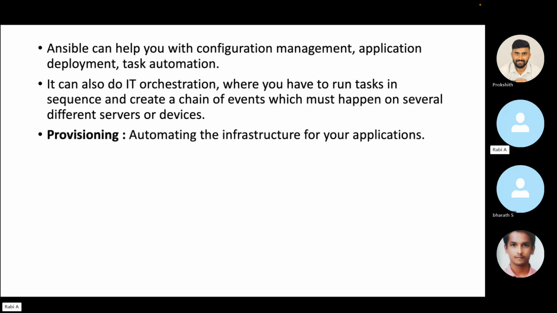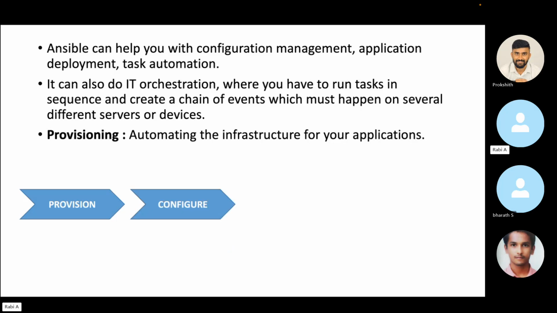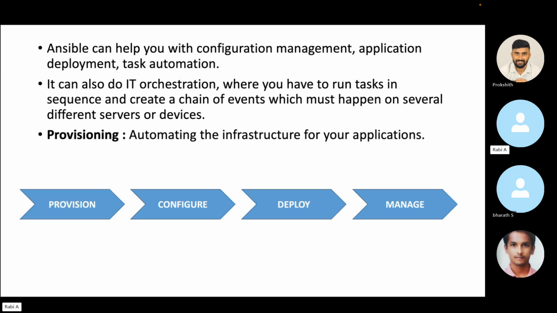Provisioning, so automating the infrastructure for applications. Like I said in the beginning, if you want to set up infrastructure on AWS, we can make use of Ansible for that. We can use it to configure your servers. We can use it to deploy your applications. We can use it to manage your applications.